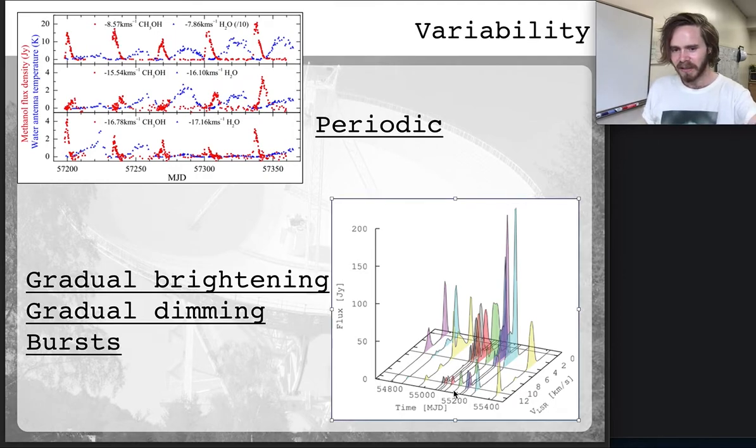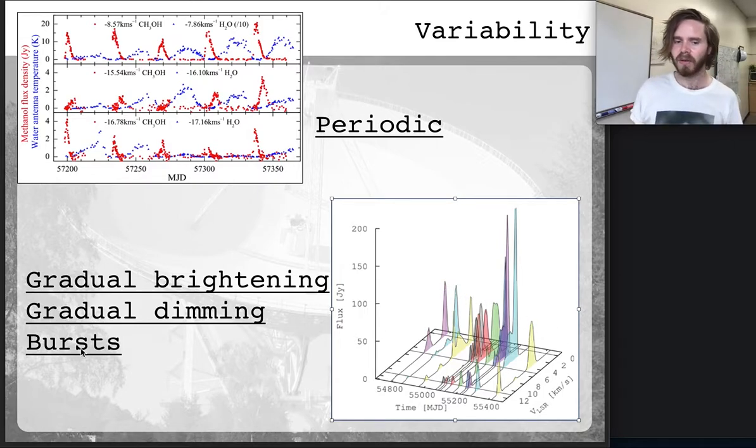If you look at this plot here, this is a dynamic spectrum. The x-axis is time, and the y-axis is velocity. Each line at a particular time is a spectrum. Let's say you take the emission that's happening at about 12 kilometers a second; you can see that it gradually gets brighter. Then some masers can gradually get dimmer. For example, let's take the water maser at about 2 kilometers a second, that's gradually getting dimmer.